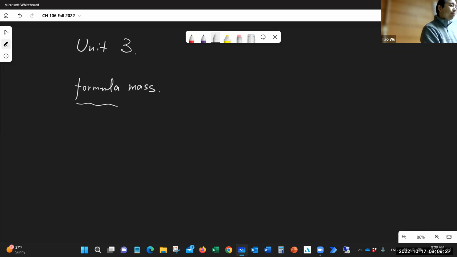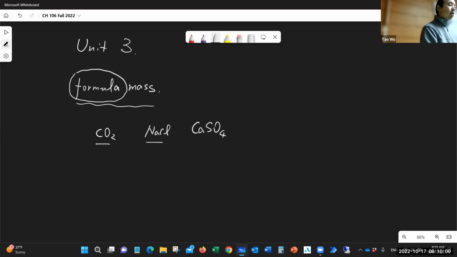The formula mass is the mass for a whole compound. It's a mass for a compound. And what exactly is the formula? When we talk about CO2, sodium chloride, calcium sulfate, those are what we call the formula.